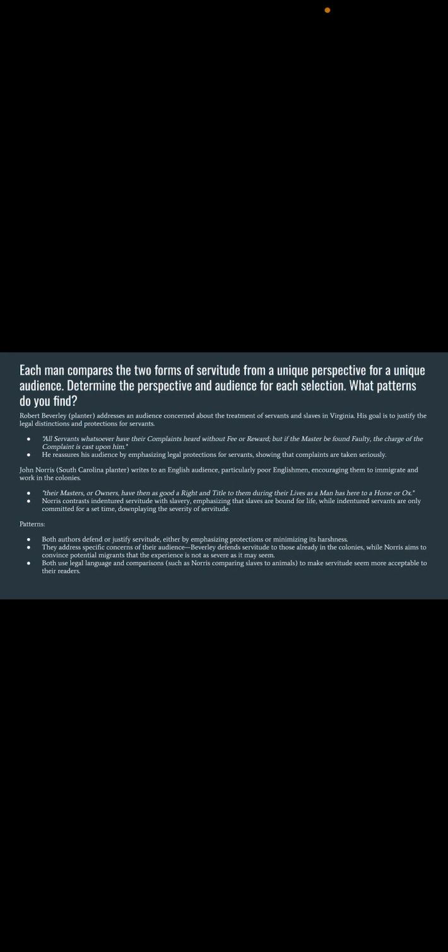I have some patterns that I saw, where both Beverly and Norris present servitude in a way that seeks to defend or justify the system, either by emphasizing legal protections for servants or downplaying the harshness of the labor. They also address the concerns of their audiences. Beverly defends the system to those within the colonies, while Norris works to convince potential migrants that servitude is a manageable, even beneficial experience. Both of them use legal language or comparisons to familiar concepts, such as the comparison to animals in Norris's quote, and it makes the servitude seem more palatable to their respective audiences.